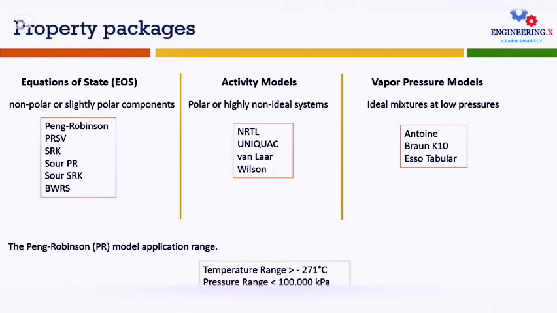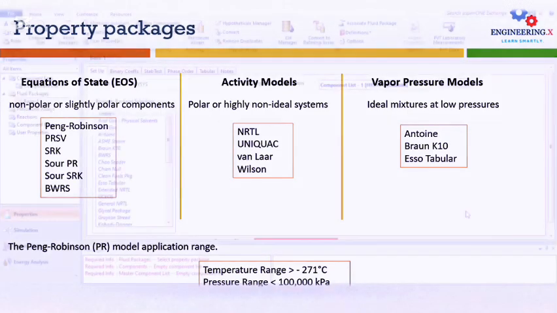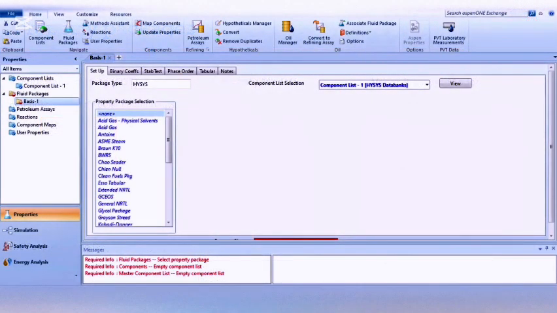Now we will move into the Aspen Hysys environment to see how the method assistant can be used to select the right property package for our process. So let's move to the software environment. Well, now we are in the Aspen Hysys environment. As I already said, these are all the listed fluid property packages in Aspen Hysys. Now we will select the property package using the method assistant.